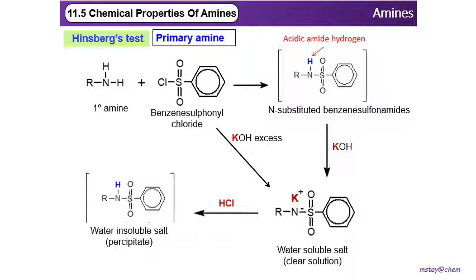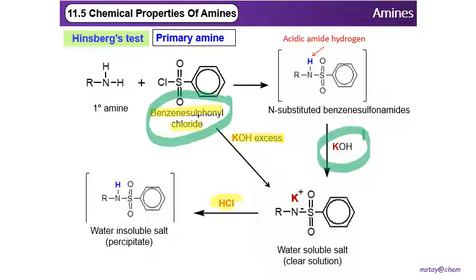Before we discuss the Hinsberg test in detail, we need to identify the reagents first. We have two ways to carry out the Hinsberg test. One is to add both benzene sulfonyl chloride together with excess KOH to produce the salt, followed by the HCl. The other way uses three steps. First, react with the benzene sulfonyl chloride to produce a precipitate. Then next, add on the KOH.